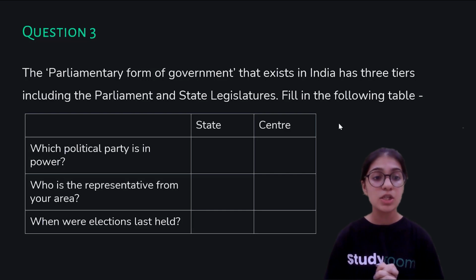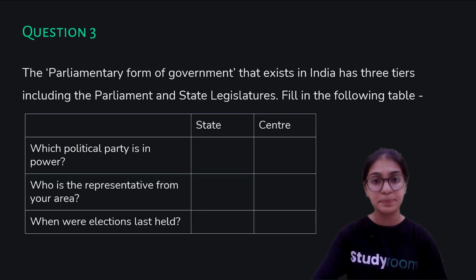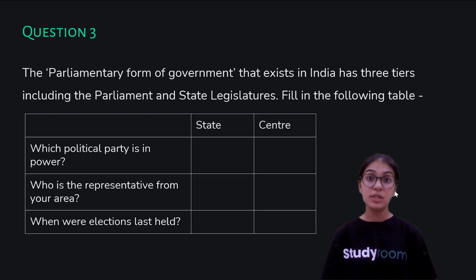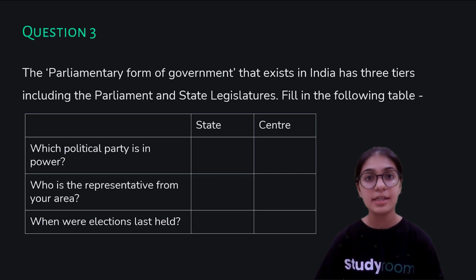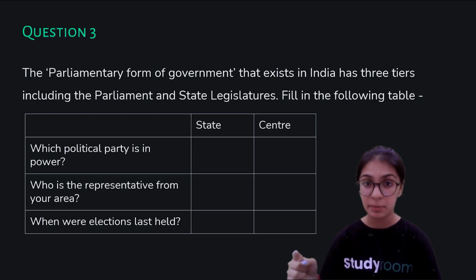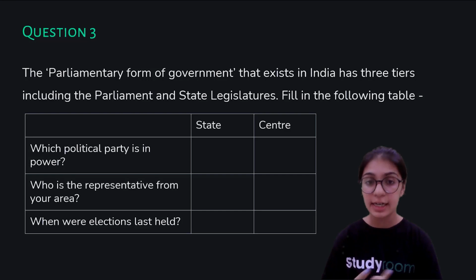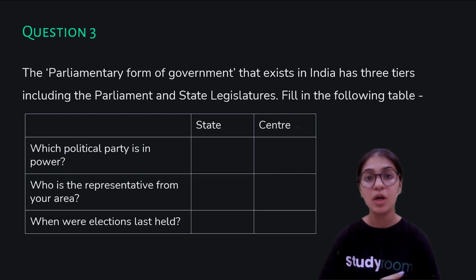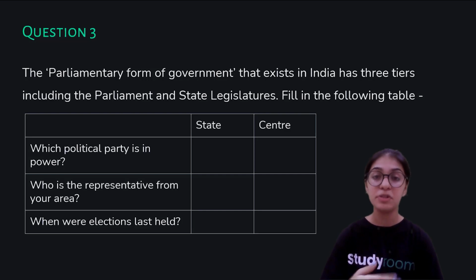So when were the elections last held? The elections for the center government were last held in 2019. That would obviously be the same for the entire country, and that was 2019 when the people elected the members of parliament. But it could be different for every state. If I live in Delhi, the last elections held for the state government in Delhi were in 2020, and the center government, which will be the same for all of us, last held elections in 2019, and after 5 years it will be held again. In Delhi, it was held in 2020. It could be different for your state.